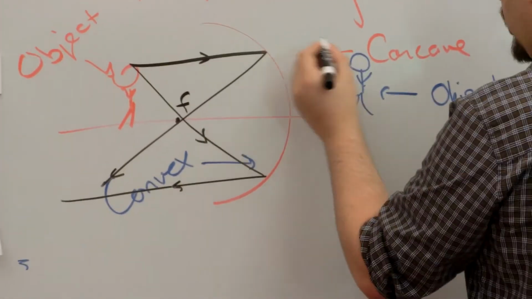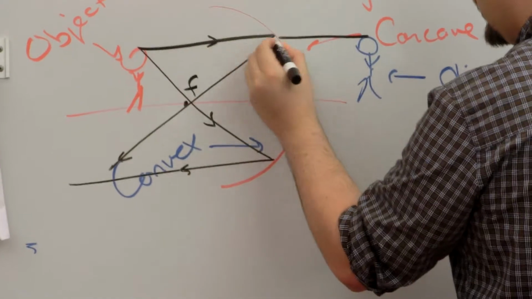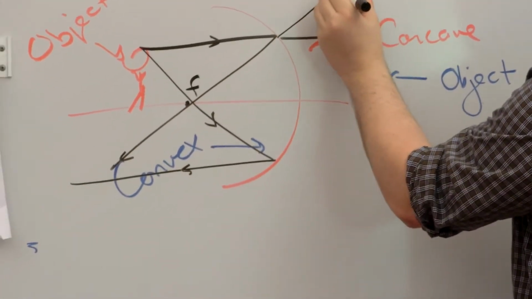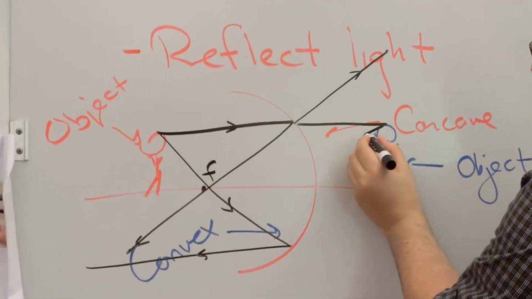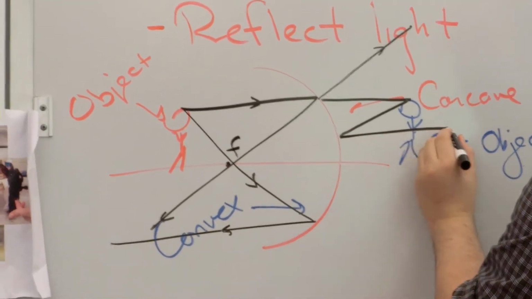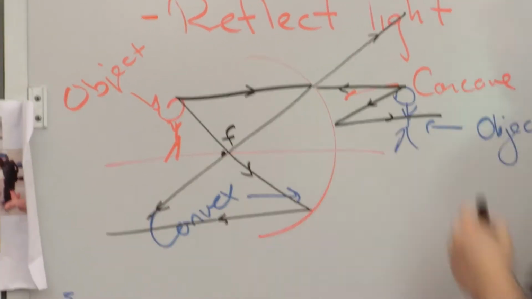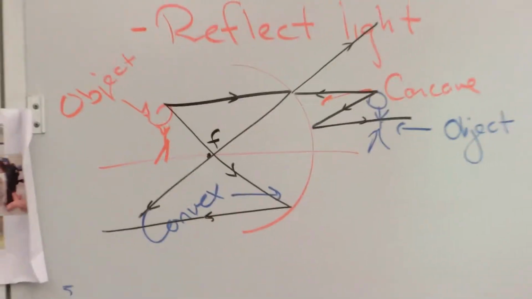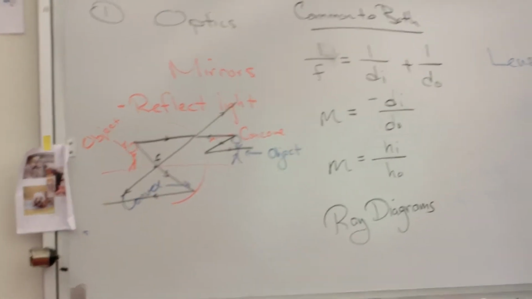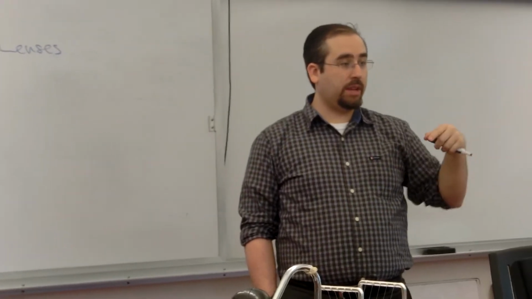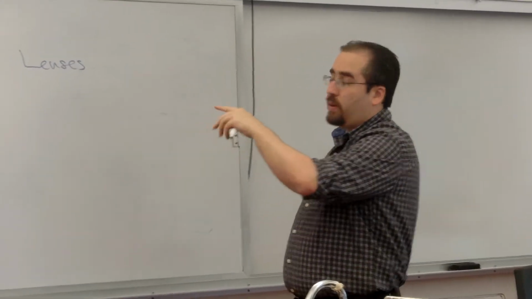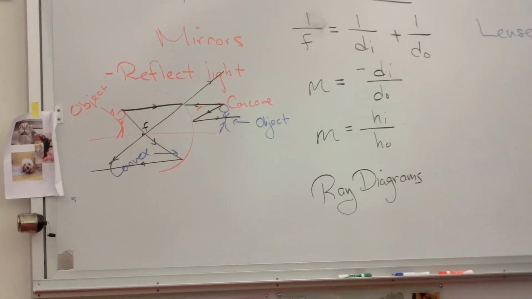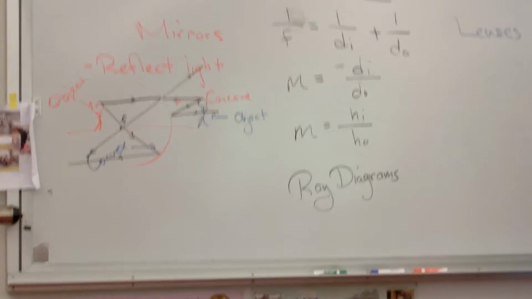So if it's on this side, it goes in parallel, and it can't go out through F because F is on this side, so it goes out from F. In this case, it aims for F but doesn't really get there, so it bounces at the mirror. But the idea is always pairing a ray that is aiming either to F or from F with a ray that's parallel to the principal axis. So it's always parallel and F, F and parallel. Always that's the pairing.